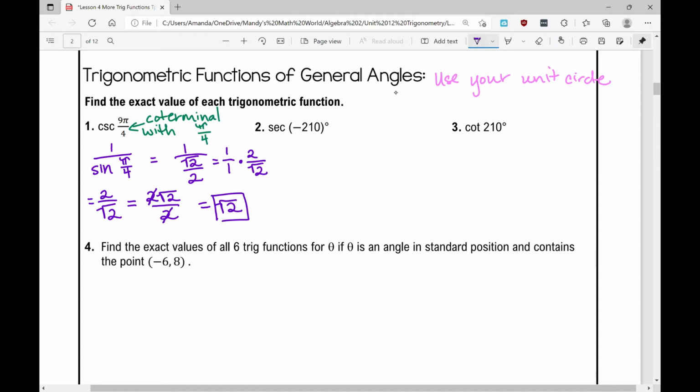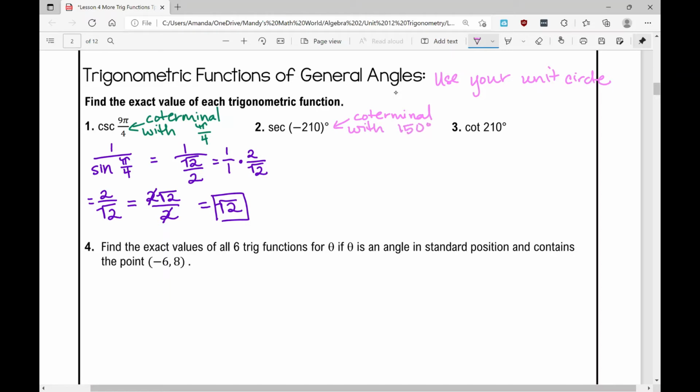Let's move on to number 2. Secant of negative 210 degrees. Negative 210. Well, what is that coterminal with? It's coterminal with 150 degrees.